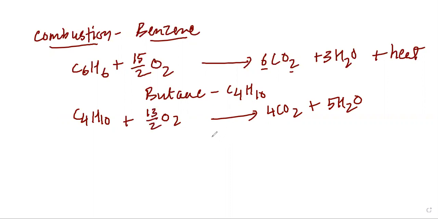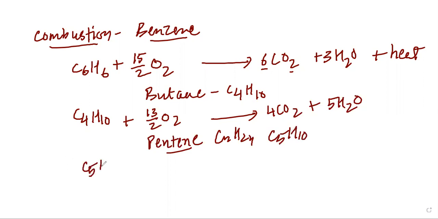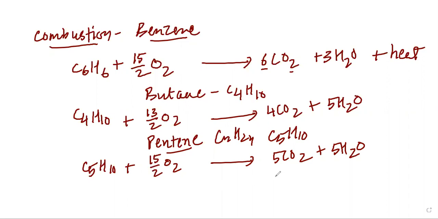The next question that we have is about the combustion of pentene. Pentene is an alkene which has the formula CnH2n, that is C5H10. So again we can write it this way. We have C5H10 that undergoes combustion and we get 5CO2, and then again we have H10, so we can write 5H2O. So the total number of oxygen, 5 2s are 10 plus 5, 15, so we can write here 15 by 2 O2.